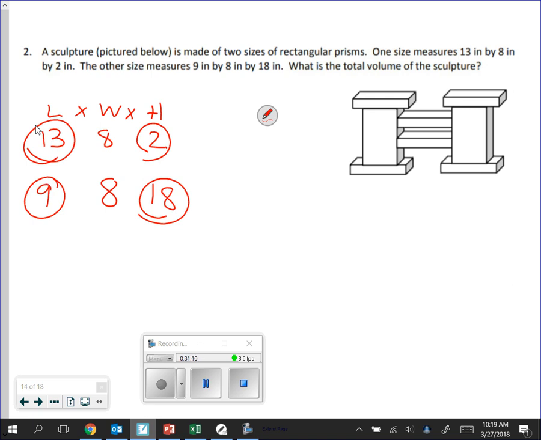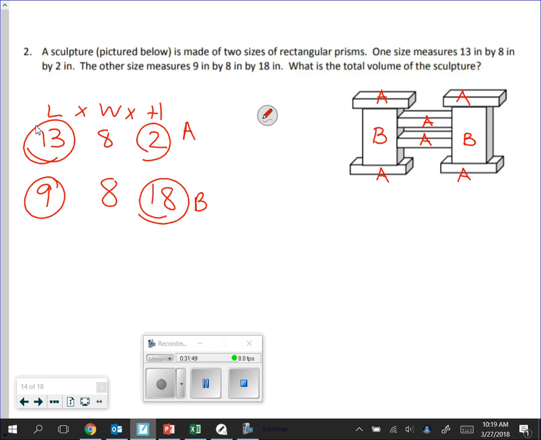So we're going to label them A and B. A, A, and then B, B. Right? So 9 inches, 8 inches, 18 inches tall, and 13 inches long, 8 inches wide, 2 inches high. Yes, I agree with Caitlin.